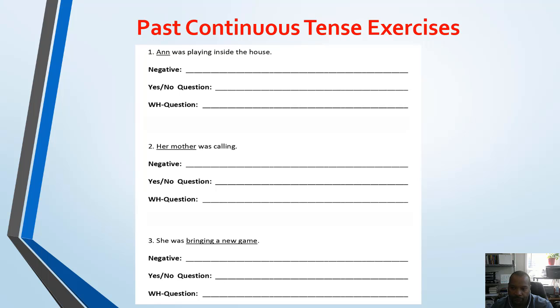Alright, number 3. She was bringing a new game. So the negative is she was not bringing a new game. The yes or no question would be, was she bringing a new game? And then the WH question would be, what was she doing? So on that one I use what. What was she doing? Okay.